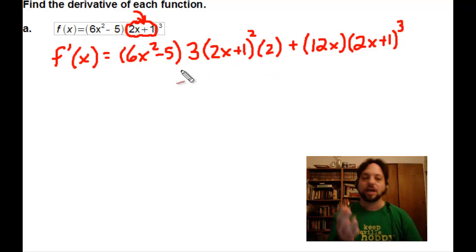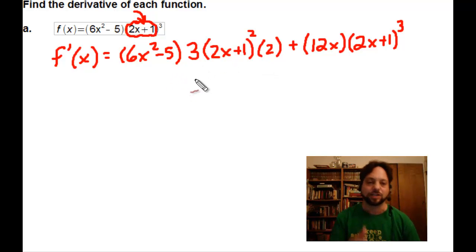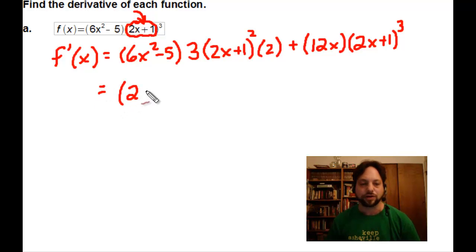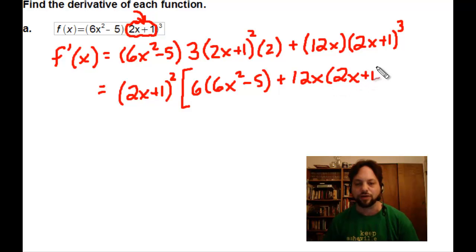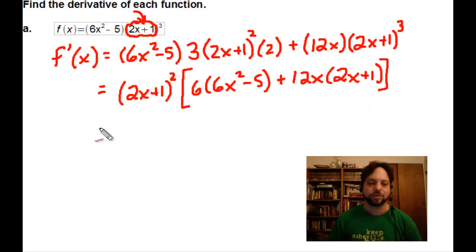So fantastic. If you want to go ahead and multiply all this out and simplify and do all that good stuff, certainly be my guest. I'm going to make the observation that both of our terms here have a 2x plus 1 squared in them. This one right here, you can see 2x plus 1 squared. This has 2x plus 1 cubed, so I'm essentially just pulling 2 of those out. And when I do that, what am I left with? Well, here I'm left with, it appears the 3 and 2 give me a 6, and I have 6x squared minus 5. And when I pull a 2x plus 1 out of here, I'm left with my 12x, and I have a 2x plus 1 left over. So there's my factoring out of 2x plus 1 squared.